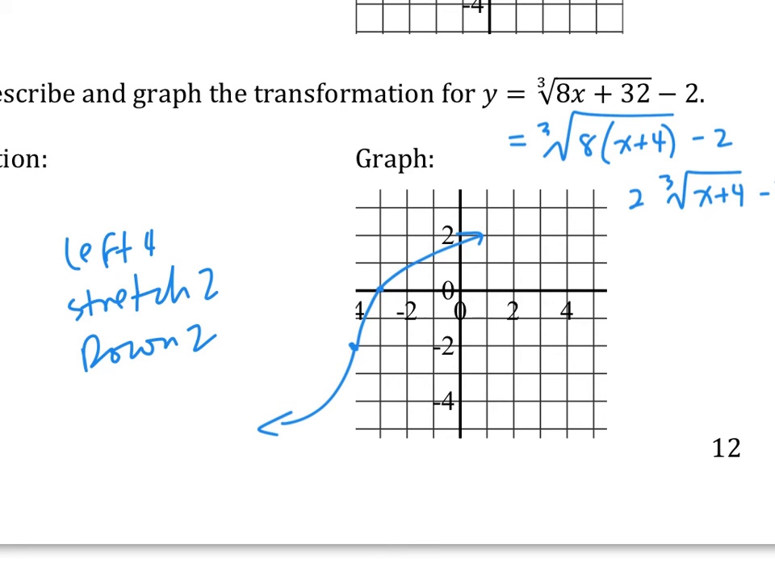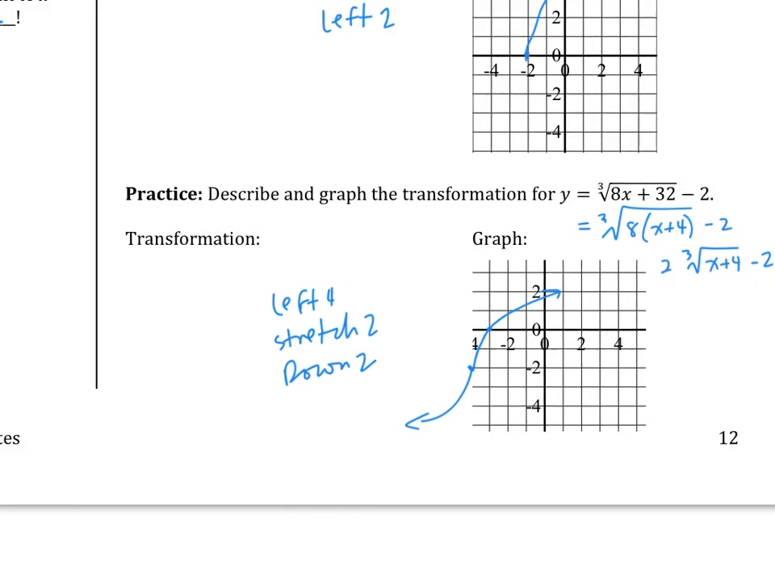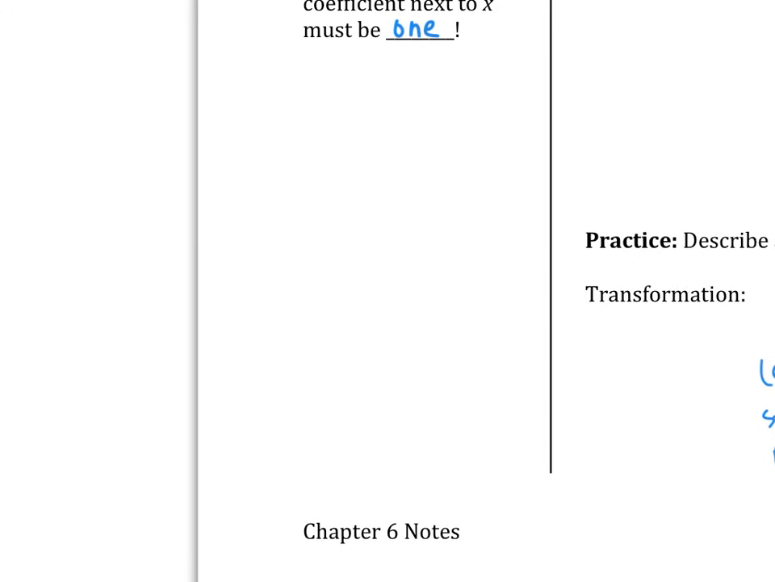Okay, let's try one more. This is going to be the hardest one that you'll have. Y equals negative 27x minus 9 to the 1/3 plus 2. Gotta think about it. Negative 27x minus 9 to the 1/3 plus 2.